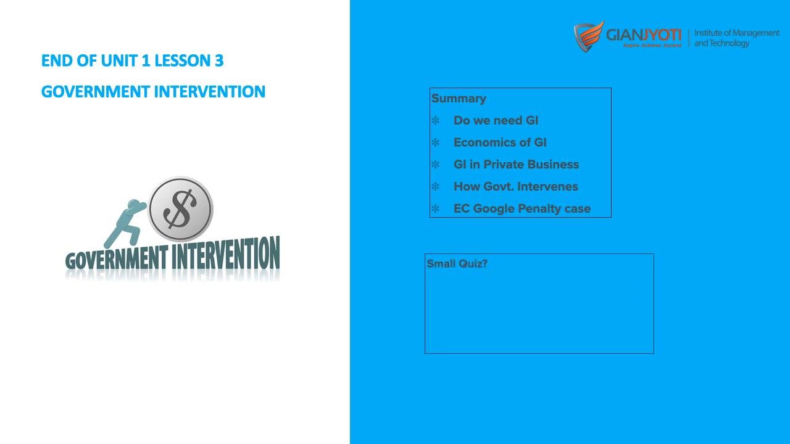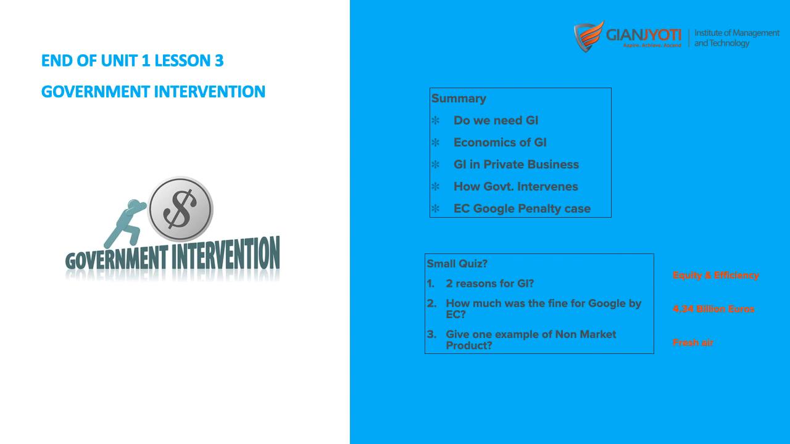Please have your notebooks and pen ready for a small quiz. Question number 1. What are the 2 reasons for government intervention? Broadly, the 2 major reasons why government has to intervene anywhere in any country. Second is, how much was the fine for Google by the European Commission? And question number 3, give one example of a non-market product.